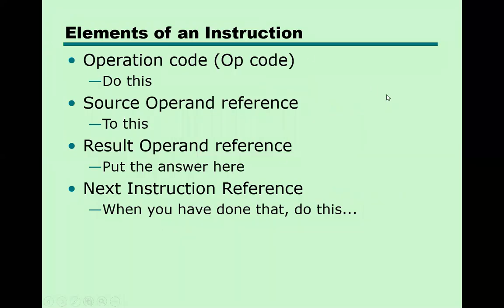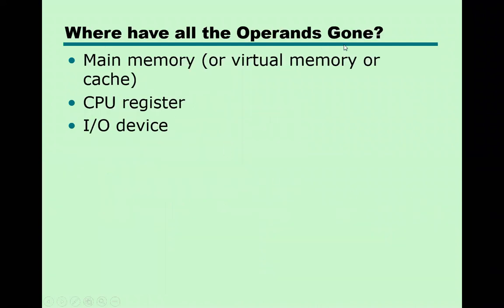So elements of instruction. Now if you divide one instruction into different parts, what are the different elements that are available over there? Opcode. Opcode means add. Add is your opcode. And what you want to add? A and B. So source operand and result operand. B is your source operand and result operand is A, because after addition, you have to store your result into A. So this instruction is executed, now we will move to the next instruction. That's why the next instruction reference. So actually, your data is stored either in the main memory or the cache or the CPU register, or you will provide your operand through the input-output devices.